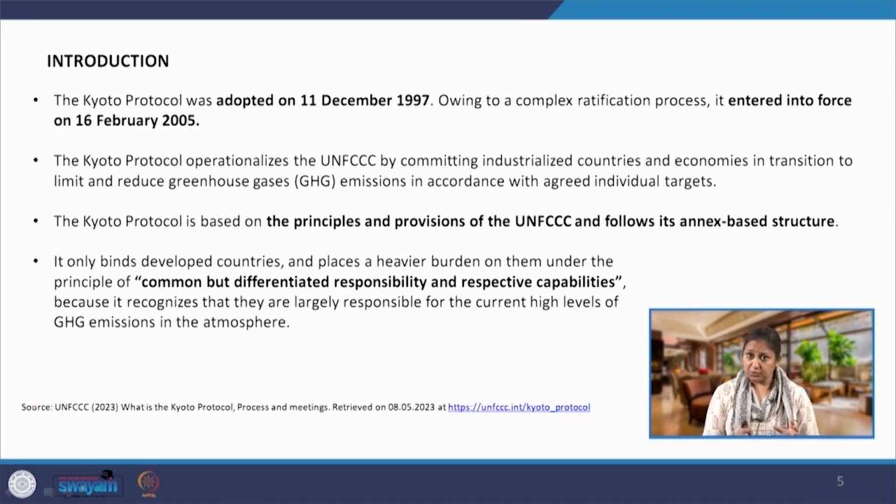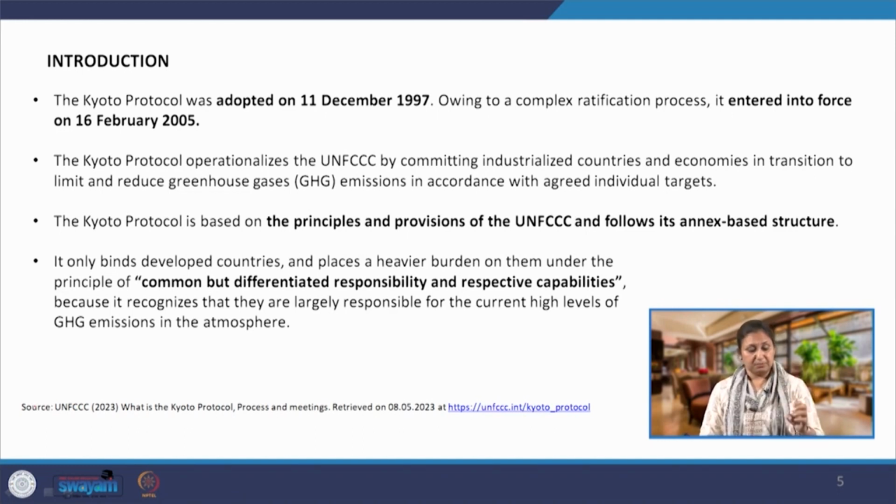Now, what does Kyoto Protocol do? It operationalizes the UNFCCC by committing industrialized countries and economies in transition to limit and reduce greenhouse gas emissions, with their individually agreed targets. The targets have to be set by each individual party, which is what we have seen. Each party will set some targets of its own, they will bring it to the conference of parties, and they will agree, they will become the signatories.